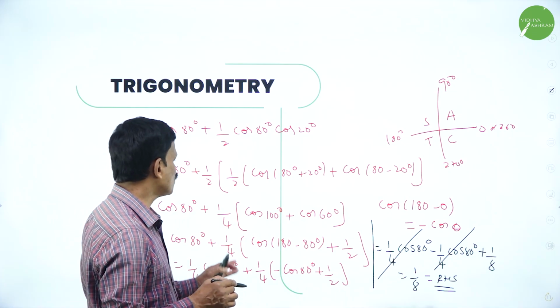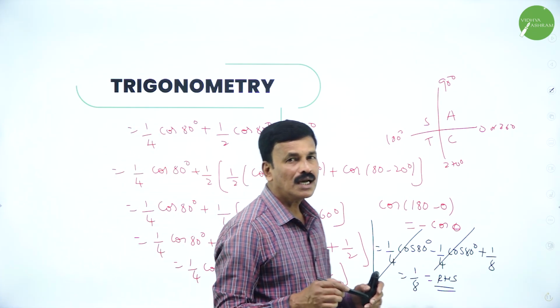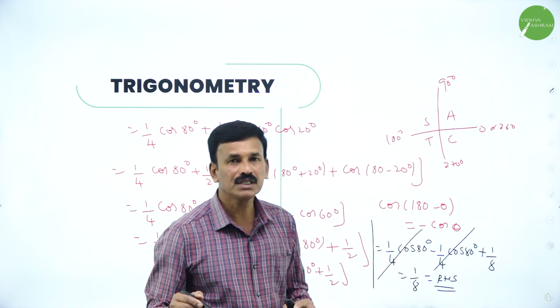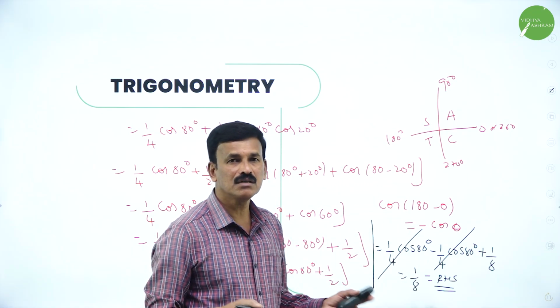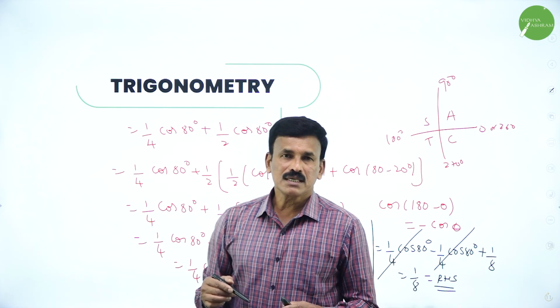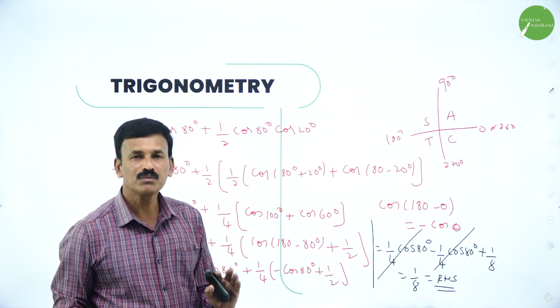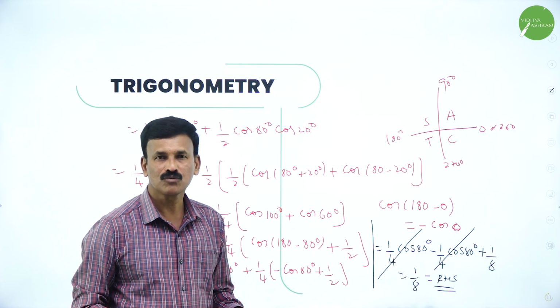Just make use of the formula cos A cos B equals half of cos(A plus B) plus cos(A minus B), and convert cos 100 degrees as cos(180 minus 80). You will get minus cos 80. Then 1 by 4 cos 80, plus and minus get cancelled. So the answer you are going to get is 1 by 4 into 1 by 8, which is 1 by 8. That's it. Hope you followed.